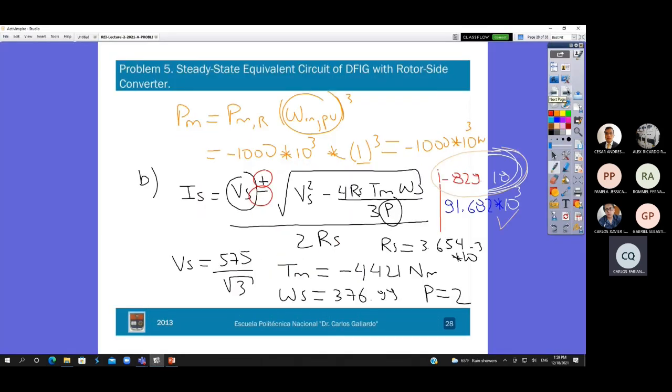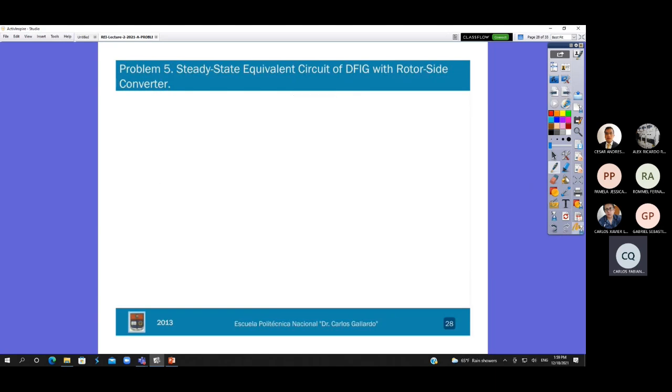Substituting these values, I will get the maximum torque, and the maximum torque is equal to negative 16,214 Newton meters. Okay, this is the last question.